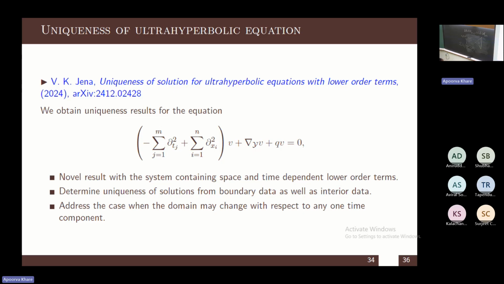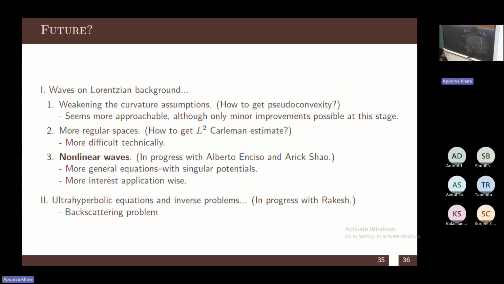But for further problems, I think I have written some of them. We are only working on the nonlinear case because that's the most interesting one, both theoretically and application-wise. One can try to weaken the curvature assumption we have in the Lorentzian case, but at least with what we have tried, you don't get a lot of improvement as of now. And this is the most difficult problem out of the three.